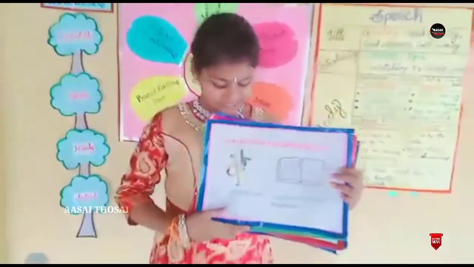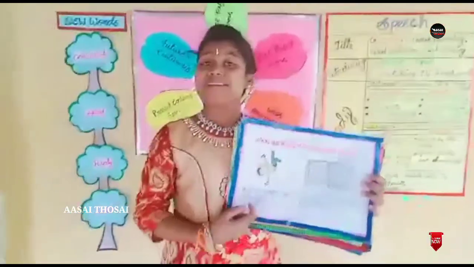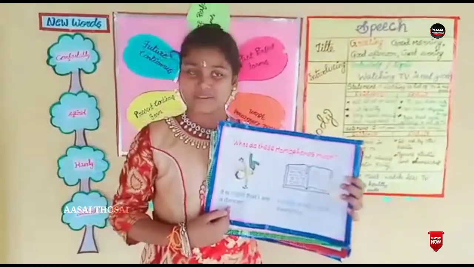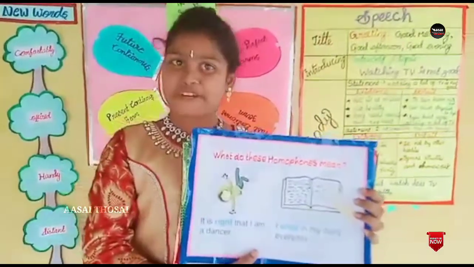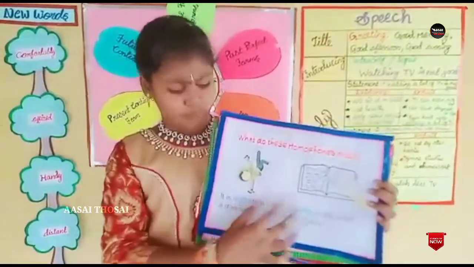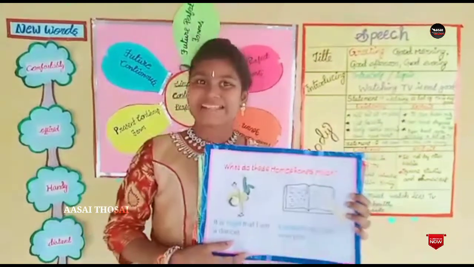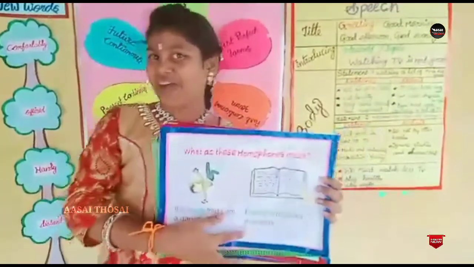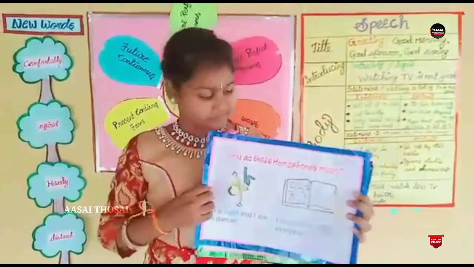Please read this, students. What does this homophone mean? It's right. I am a dancer. R-I-G-H-T. I write my diary every day. W-R-I-T-E. Now see, what do these 2 homophones mean? R-I-G-H-T, right, means correct. And W-R-I-T-E, write, means to write a note in a pen, not pencil. Next.